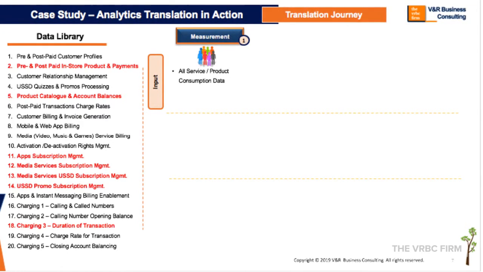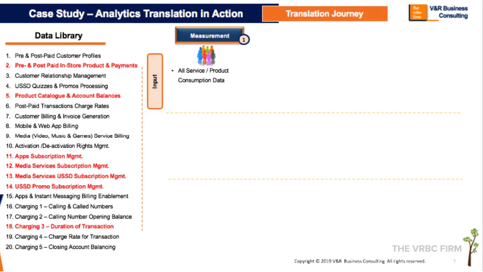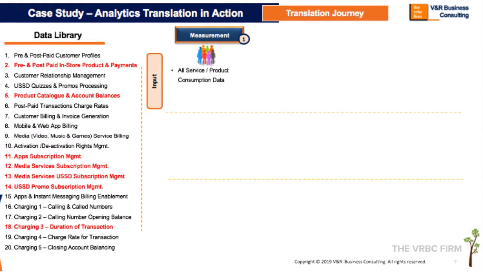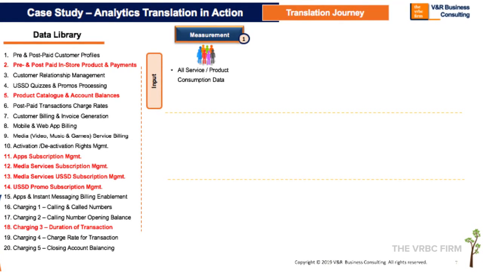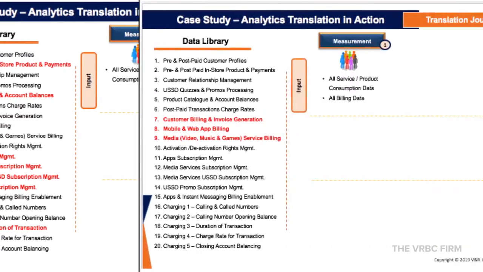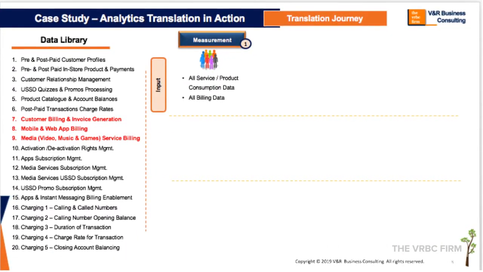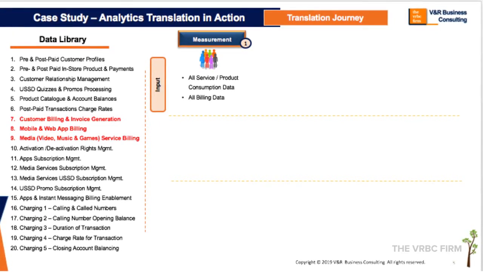What you see on the left are our data sources listed from the data map. So in the measurement process, to figure out consumption patterns, we start with the sources highlighted in red. These are the sources that will give us the information we need in terms of measuring our base from a consumption perspective. Next, we look at billing. This will give us information about our customer base from a spending perspective.